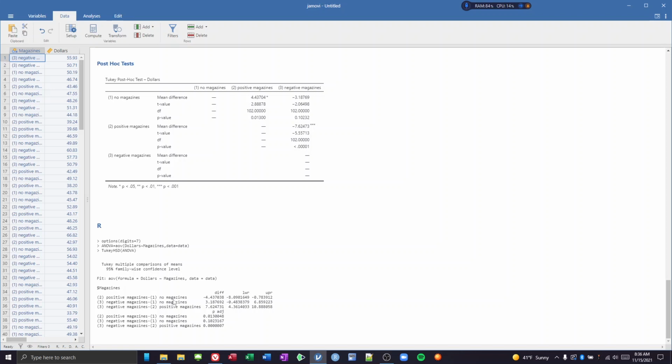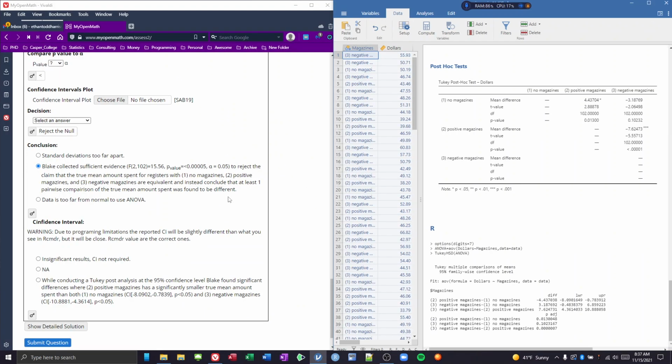Now, if we look at the negative magazines to positive magazines, here we think that negative magazines sell better than positive magazines because this is a positive number. So negative magazines minus positive, since it's positive, we think that the negative magazines outsell the positive magazines on average by somewhere between like $4.36 to $10.89 on average. Okay, so now that we have that, let's go back and look at our MyOpenMath.